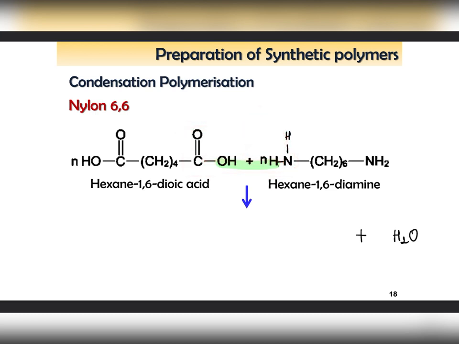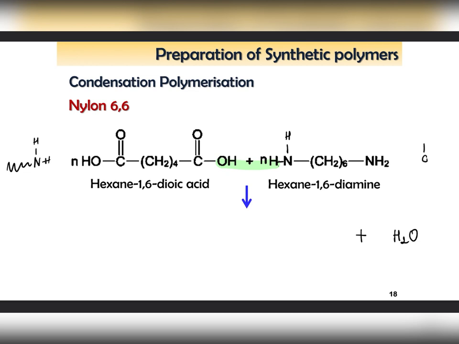So how do we write the middle part? It removes water, right. So what happens at this end? This part also has an OH, so it will combine with another amine, another hexane-1,6-diamine. Let's say you have the structure NH2. This part removes a water molecule, so it forms a bond. When the water molecule is removed, you form a bond between carbon and nitrogen. This is the amide bond.